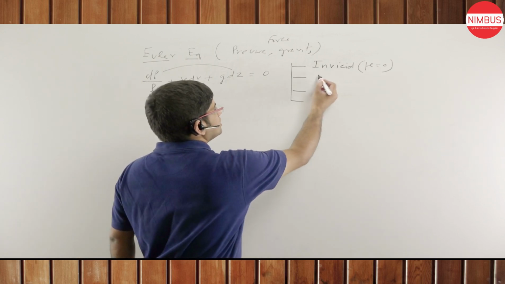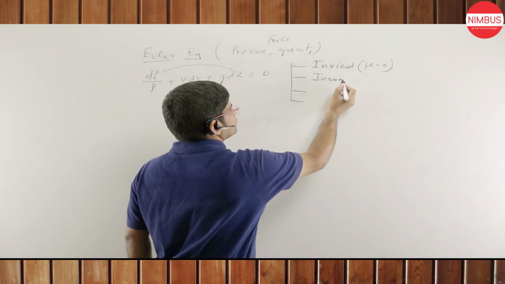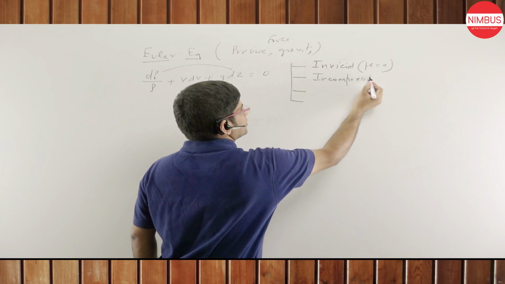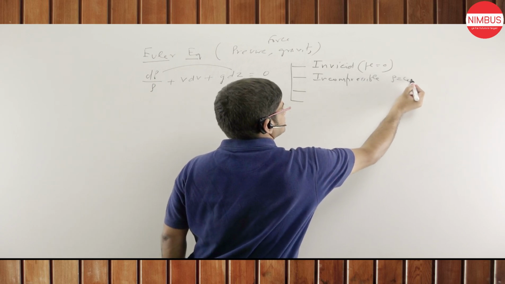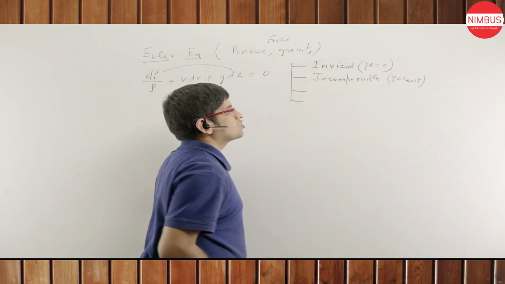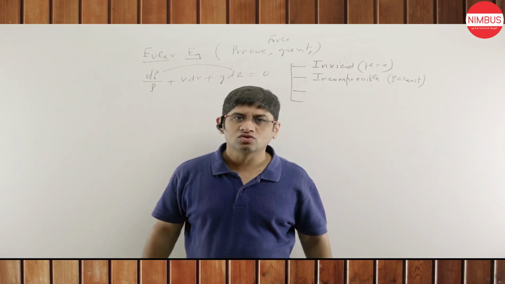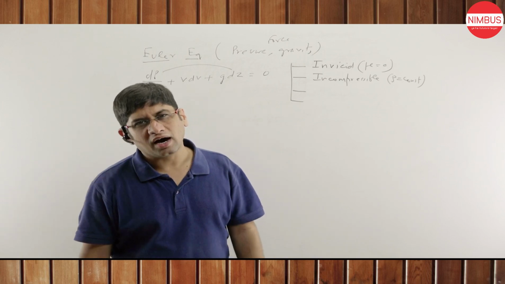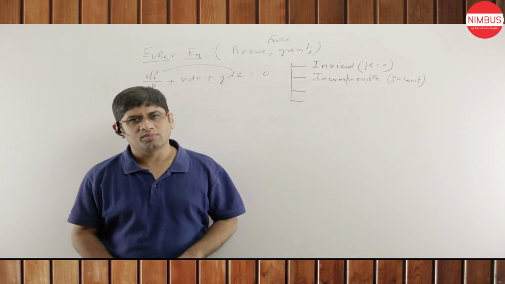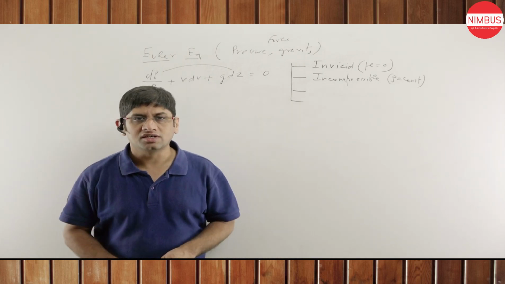Second is incompressible. Do you know the meaning of incompressible? Incompressible means density is constant, or the change in density is 0. Such fluid is called incompressible. Liquids are incompressible; water, for example, has constant density.